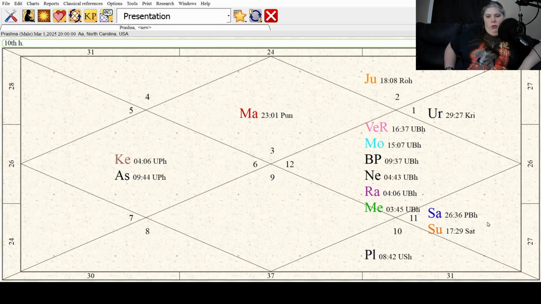9th house is your father figures. It's your mentors, teachers, gurus. It's religion, philosophy, the law. It's counseling. It's publishing. It's long distance travel, pilgrimage. Ninth house is higher education, especially beyond like a bachelor's degree or outside of typical schooling. It's your luck and your fortune.